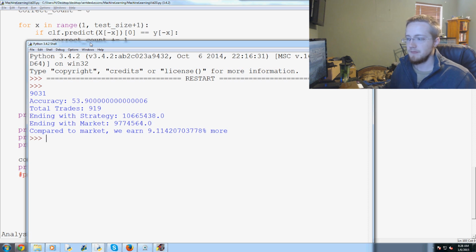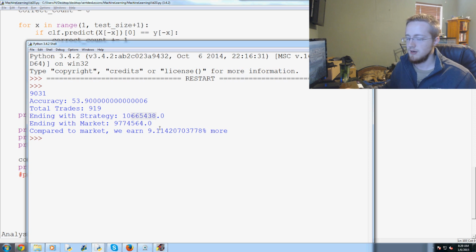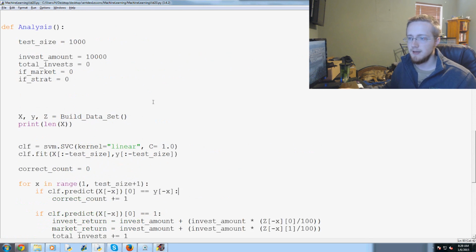Especially if we get an error. Okay, so had we invested in the market, we're being told that we would have made basically 919 trades. That would have given us 9.7 million, as opposed to the 10.6 million that we would have made with our 919 trades at 10,000 each. Compared to the market, we did 9% better. That's quite nice.